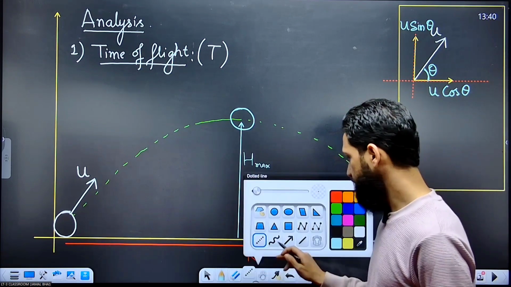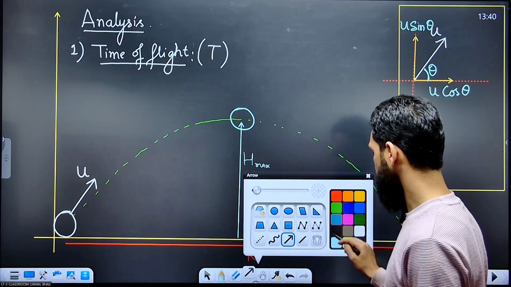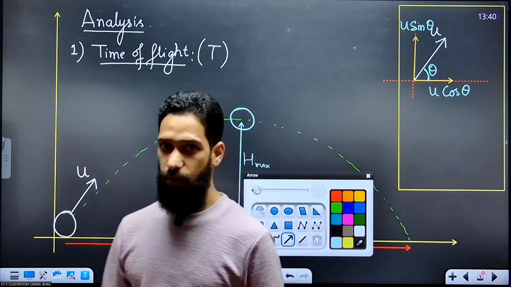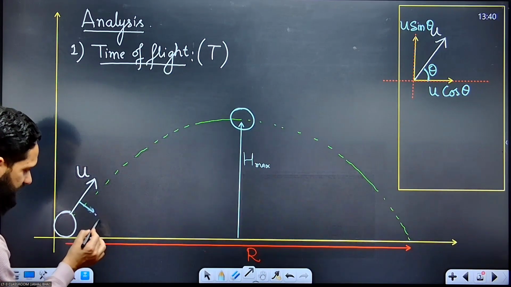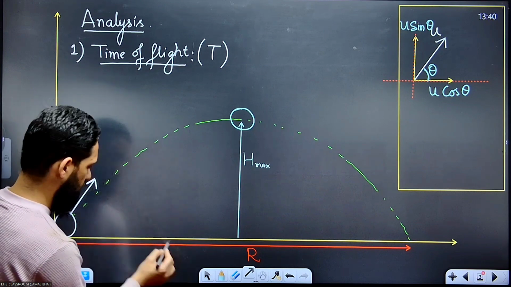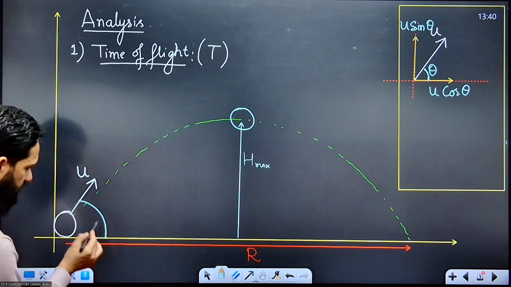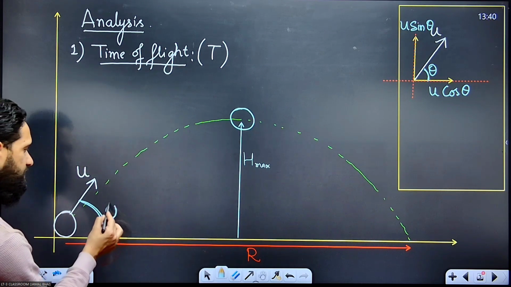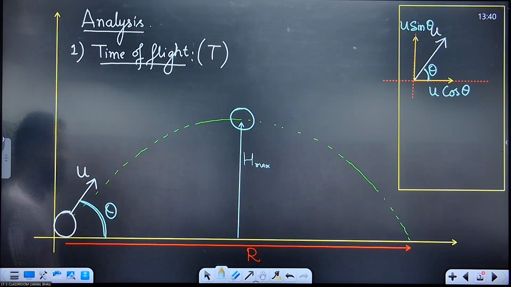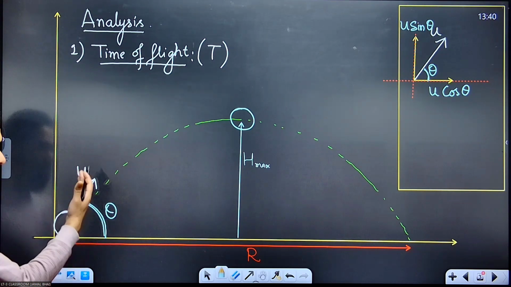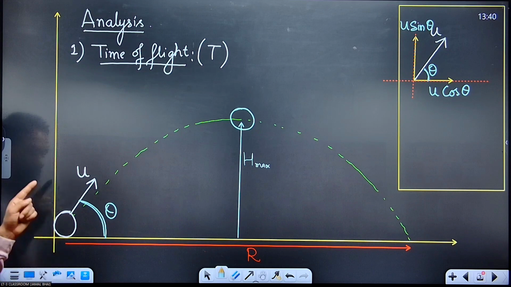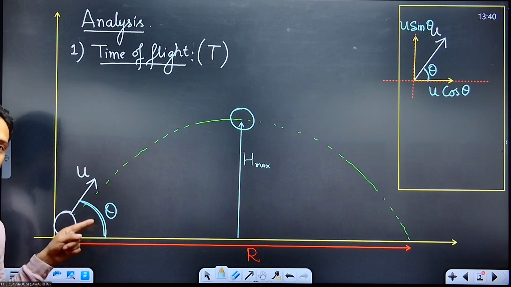How it is done? Let's first of all take the angle with the ground which a projectile is making, and this angle here, and this angle here. This is called the angle of projection, or the angle which the initial value of the velocity makes with the ground.